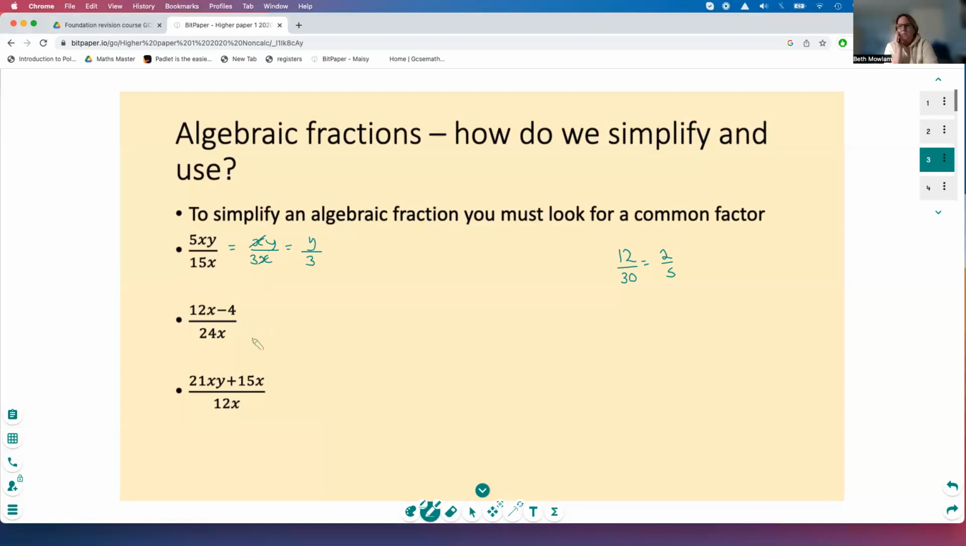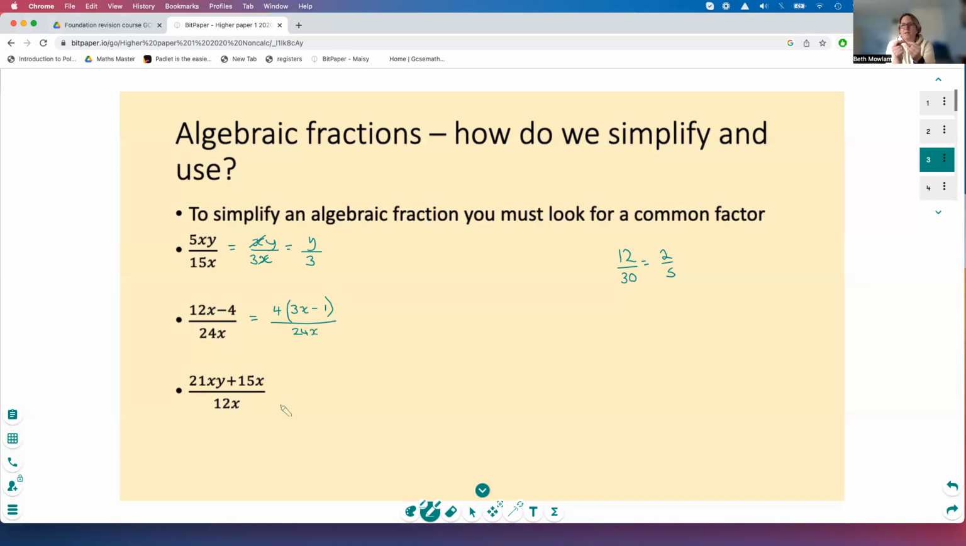Now the second one here. First thing we want to do before we try to simplify is factorize, because we can only simplify if we have a common factor. When you're thinking algebraic fractions and there's more than one term, you want to factorize first in order to simplify. So look at 12x minus 4 over 24x. We'll simplify the top one first. I can pull out a factor of 4 out of that top line, so I get 4 bracket 3x minus 1. I can't really factorize the bottom because it's only one term.